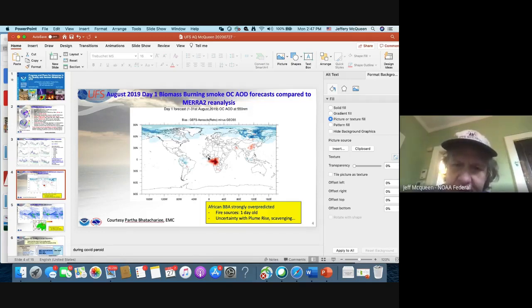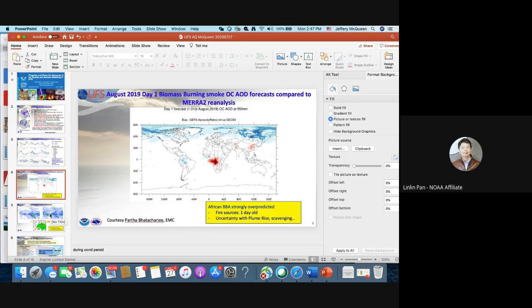And this is using NESDIS's Global Biomass Burning Emission System. So we need to do something about this. They are funded through the R2O program to work on these improvements. And it could also be partly due to plume rise. Could you use presenter mode so everyone can see a bigger figure?